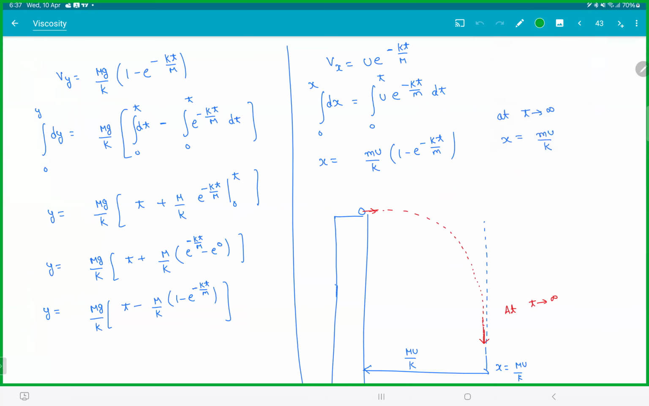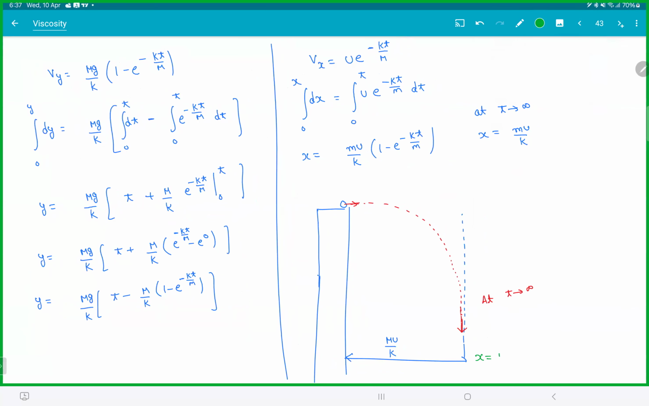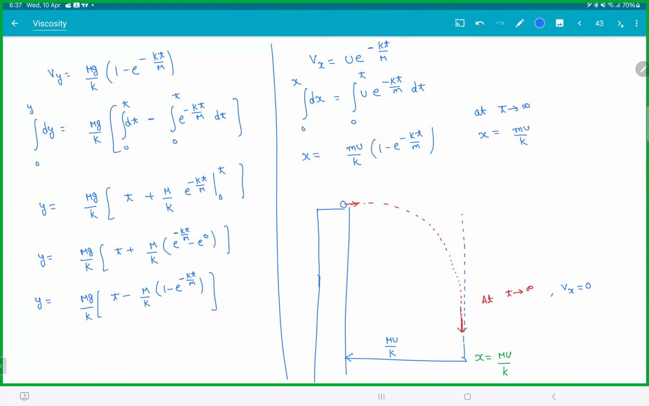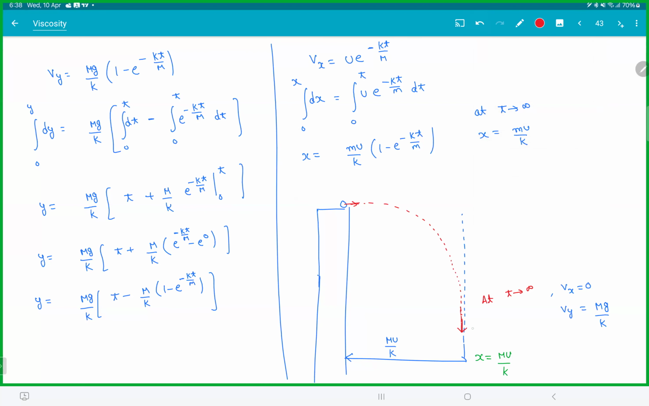So horizontally it cannot exceed this value mu by k. That is the maximum range you can get. And at t infinity, vx will become 0 and vy will become, if I put t infinity here, mg by k. So at infinity, the body is going down. It becomes vertical. There is no horizontal component. The velocity of the body is mg by k. It is getting closer and closer to that blue line, but it will never touch that line. That is how the trajectory looks.